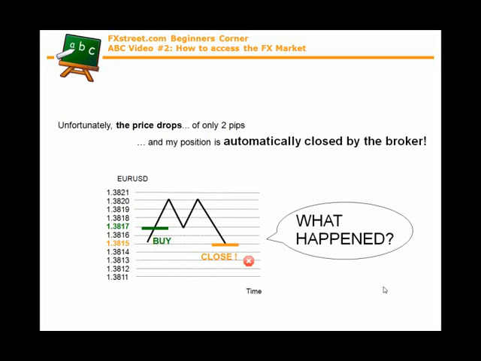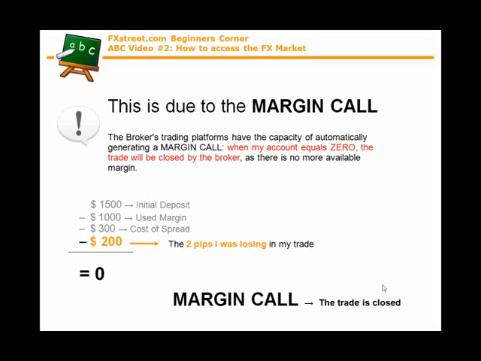Yet, unfortunately, the price drops. So, that's the contrary to what I was expecting, right? And I'm losing money. In this particular case, when the price dropped just 2 pips, my position is automatically closed by the broker. Why is that? Well, the broker trading platforms have the ability of automatically generating a margin call. When my account equals 0, the trade will be closed by the broker as there is no more available margin, right?